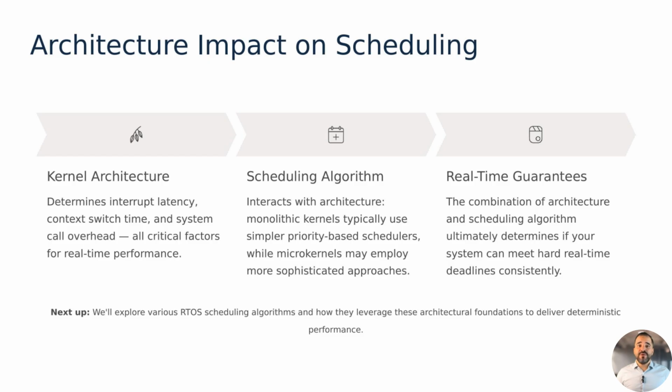The synergy between kernel design and scheduling algorithm is therefore crucial. A high-performance microkernel must implement low-latency IPC and optimized context switching to match monolithic performance. In any case, understanding the impact of architecture on timing behavior is essential to designing embedded systems that consistently meet their real-time constraints.